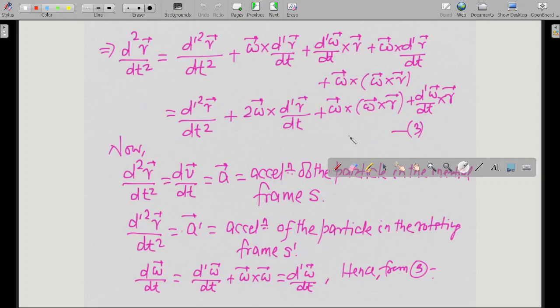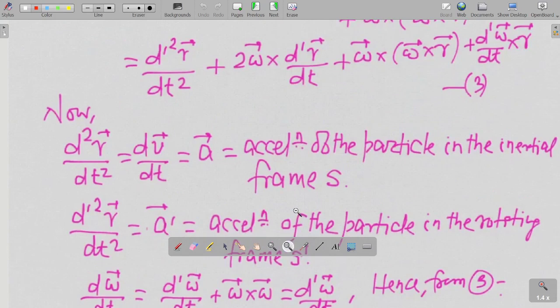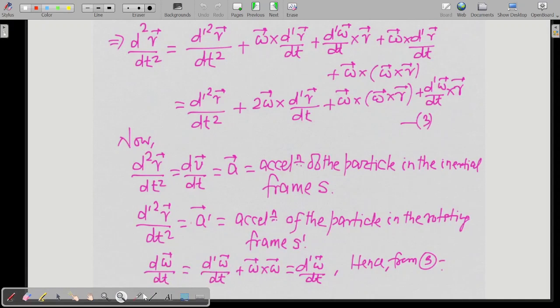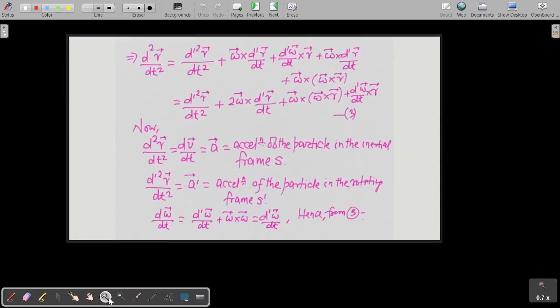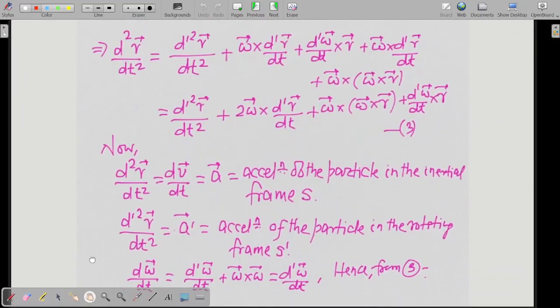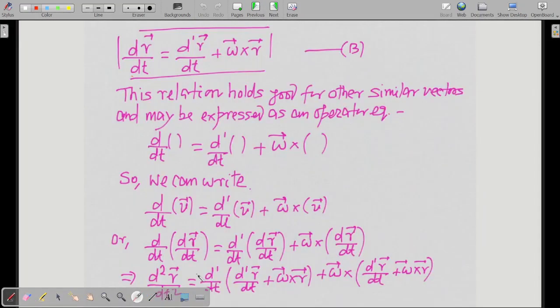Now let me bring this to the downward side. Certainly there is some problem over here. So we have done all these things, right?